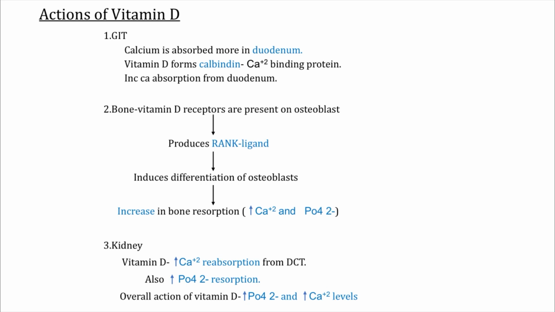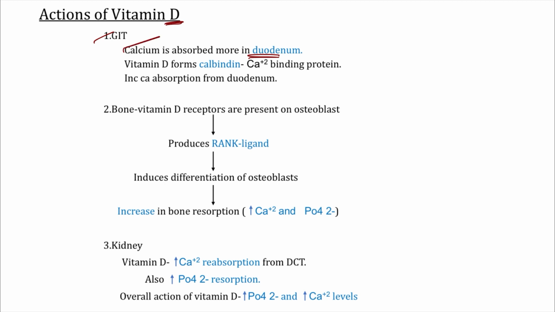Now with this important note, we are going to see the actions of vitamin D. And the first organ is our GIT. So in the GIT, where will this vitamin D act, sir? See here, vitamin D, D for duodenum, right? So vitamin D will act on the duodenum. That's why calcium is absorbed more in the duodenum.